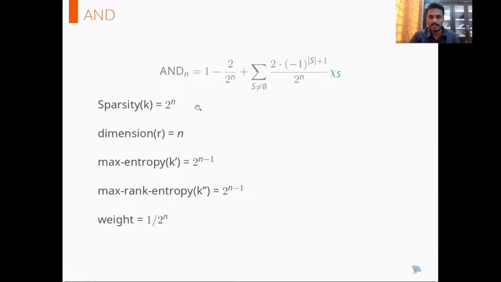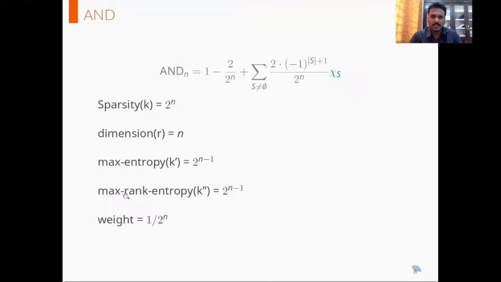And dimension is the dimension of that space. The dimension of F_2^n is n. And max rank entropy is the inverse of the smallest Fourier coefficient in absolute value. So the smallest Fourier coefficient in absolute value here is 2/2^n, so the inverse of that is 2^(n-1).